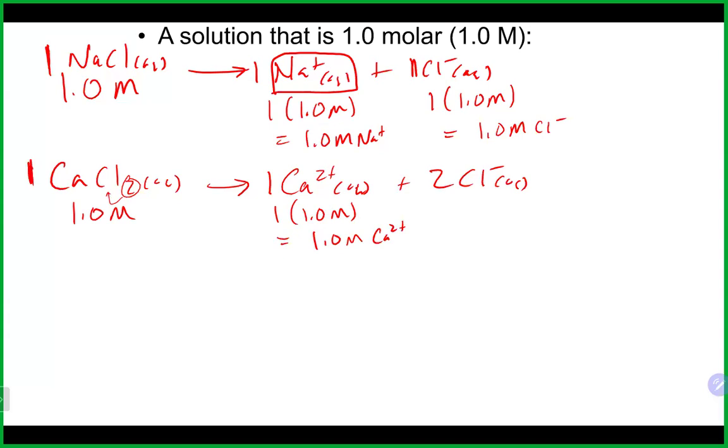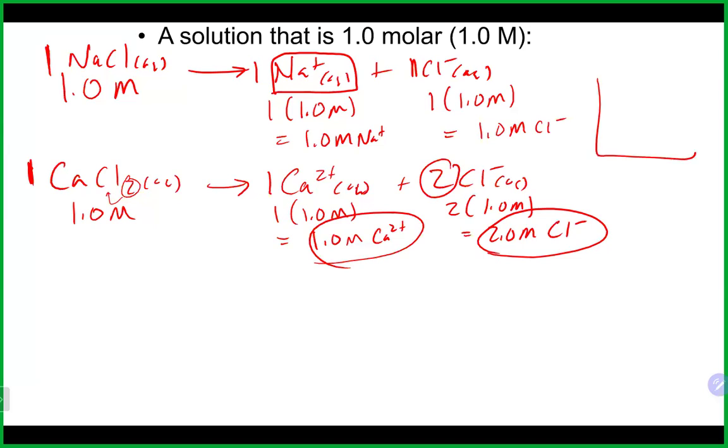But when we look at the whole thing to the chloride, it is a 1 to 2 relationship. So we do need to multiply the concentration of the whole thing by 2. And that would give us that it is actually 2 molar in terms of chloride in here.